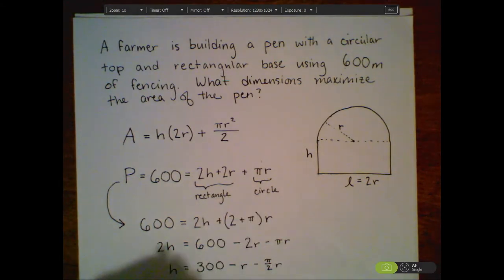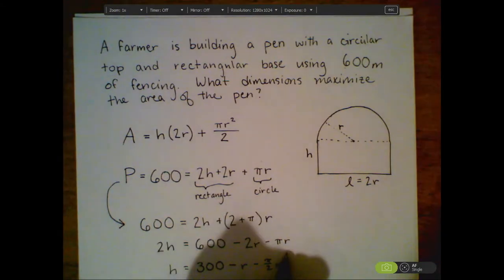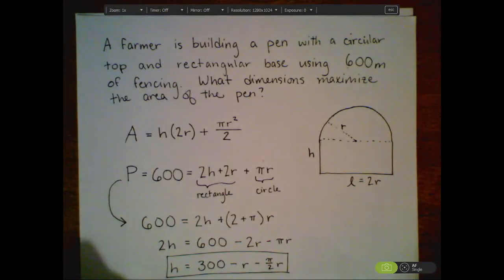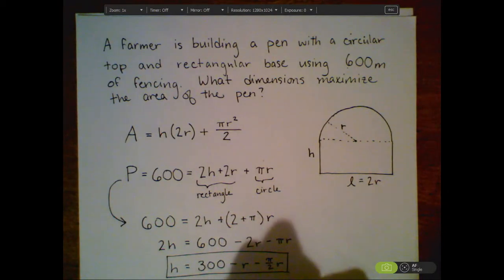This is great. I now have an equation for h, and I'm going to plug that into my area function so that I get my area function in one variable. Area is equal to h, and this is a long way of writing h. H is equal to 300 minus r minus pi over 2 r, times 2r, plus pi r squared over 2.